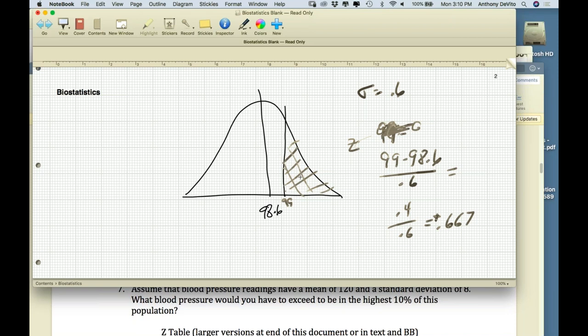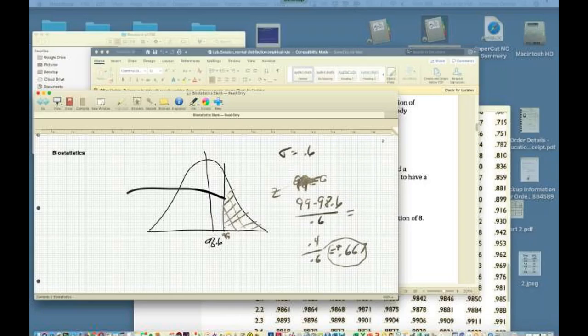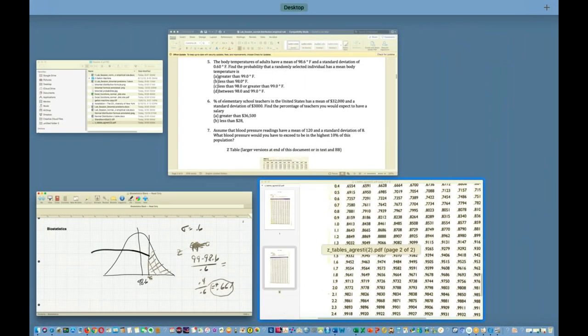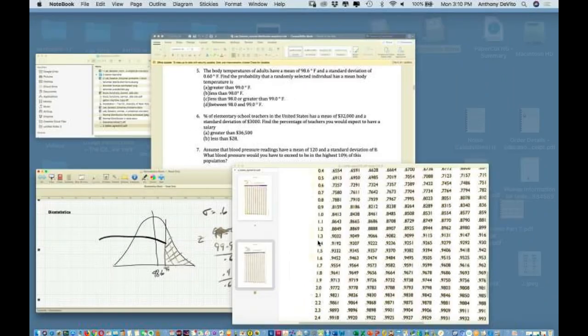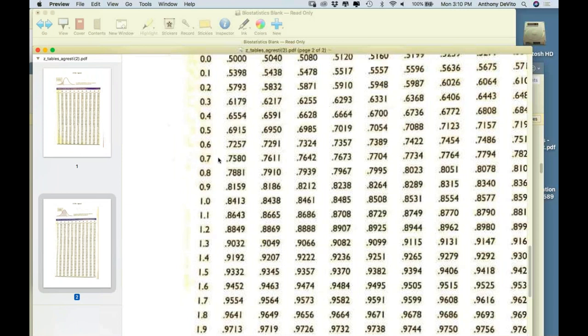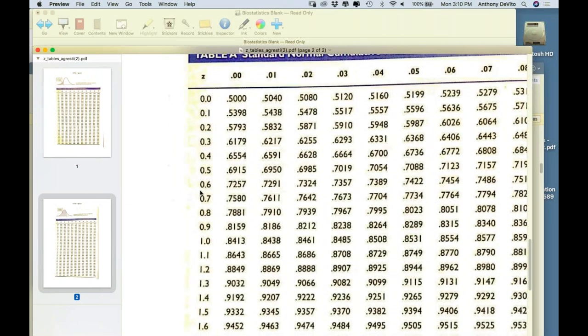Now, notice the table does not give us that area directly. What's it going to give us? It's going to give us the area from there down when I look up this positive z-score, right? So I have to be careful with that. 0.667 is what I'm looking for now. Okay, so, a z-score of 0.6, 0.06.